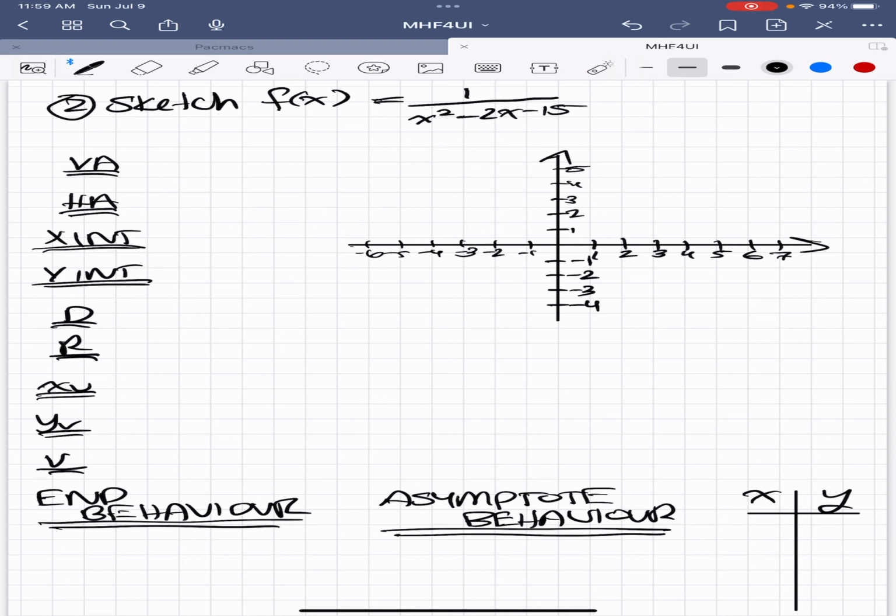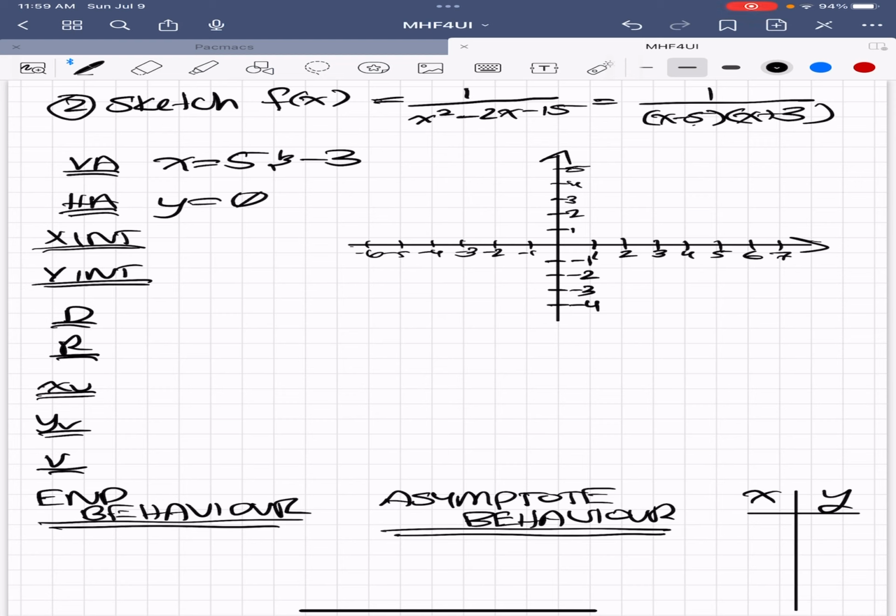Okay. So this one, it's not going to be the same two VAs. We're going to have to factor this. x and x. I'm thinking -5 and +3, because -5x plus 3x is -2x, which results in the middle term, and then -5 times +3 is -15. So there's its factor right there. So I have x equals 5 and -3. So we solved for x with the denominator, and now we're going to go into HA.